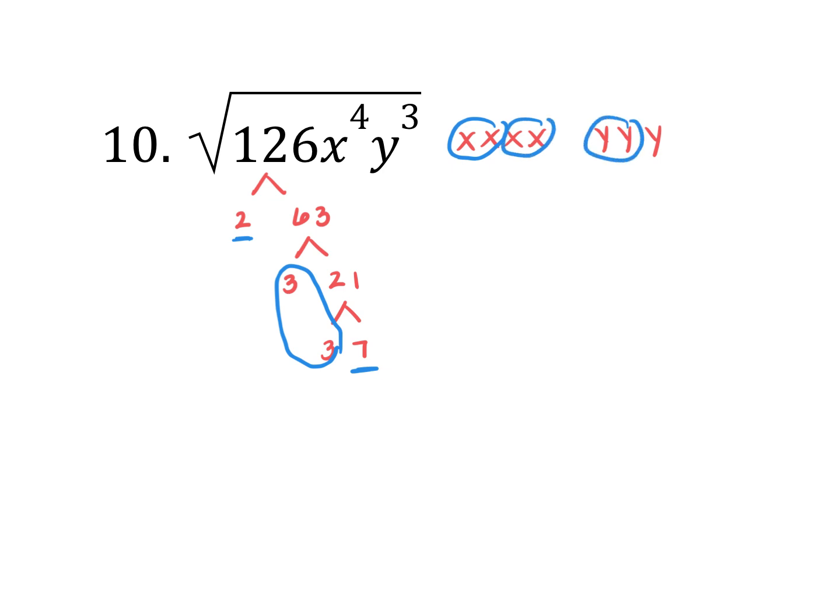Okay, so anything that's circled comes out front. So I have a pair of 3s that are coming out front. I have 2 pairs of X's. I have 1 pair of Y's, so I'm just writing that 1 Y because it's only 1 pair. And now I'm going to do what's on the inside under my radical. I had a 2 and a 7 left over, so we're going to take that 2 and multiply it by that 7, and I get 14. And then I still had that 1 red Y up at the top there. We had 1 Y left over, so that Y is going to remain right there.